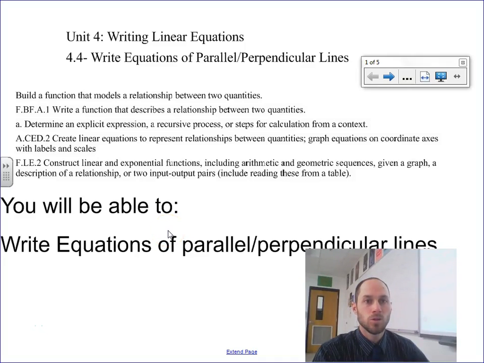Okay, we're going to write equations today, and as we write equations, we're going to look at how we write equations for parallel and perpendicular lines. We apply the same process. We're still trying to find slope, we're still trying to find intercept, but we're going to apply our knowledge of what parallel and perpendicular lines look like.